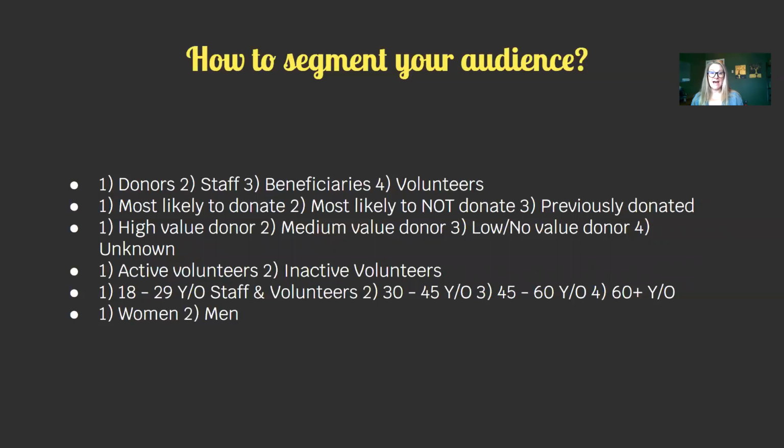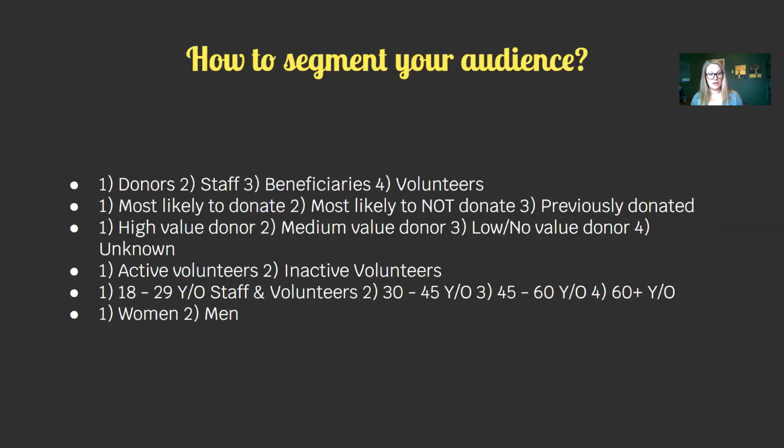So the question is, how do you segment your audience? What are you looking at? What are the groupings that you'd want to be putting together so that you can communicate better to them? You can look at donors, staff, beneficiaries, volunteers. This is the connection to your organization or how they participate with you. Breaking them down into those categories will allow you to create different communication strategies that will speak to what they need and what they're wanting out of the relationship with you.